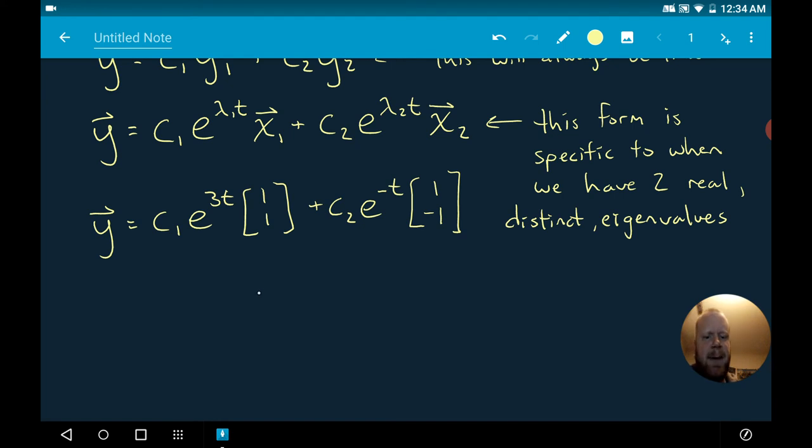Something else to notice here. Draw a little box around here because we're pretty much done. If all I ask you to do is write the general solution for this, this is a perfectly acceptable answer.